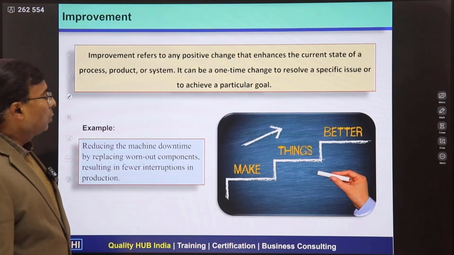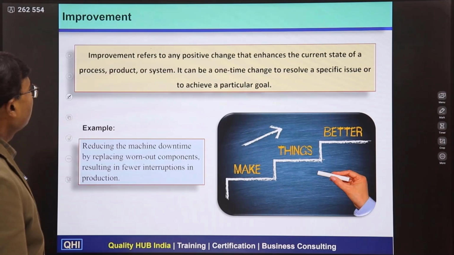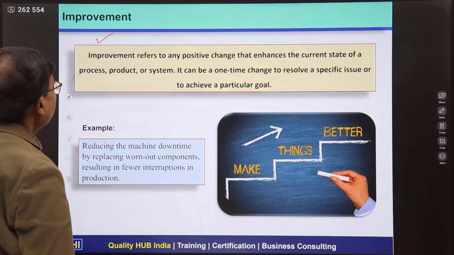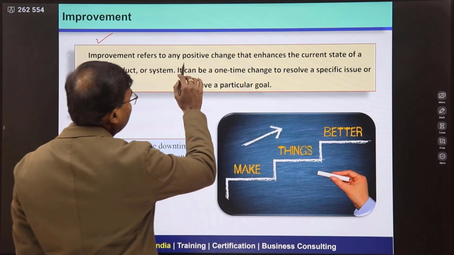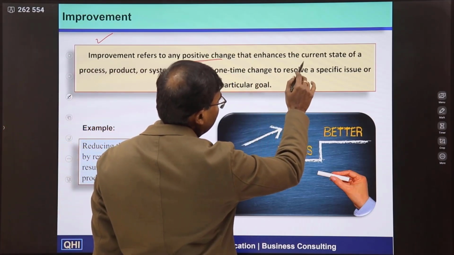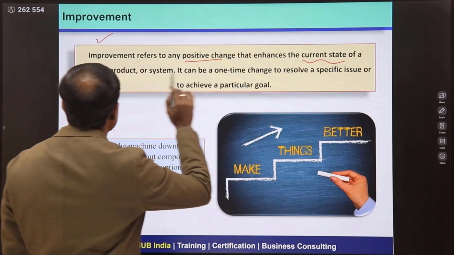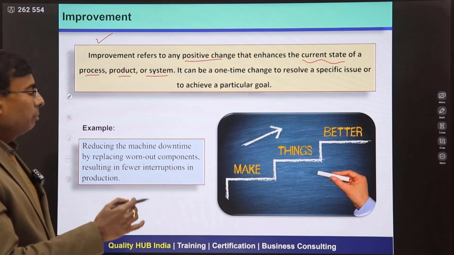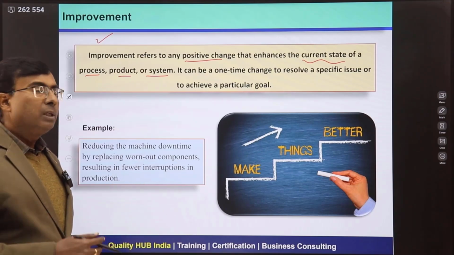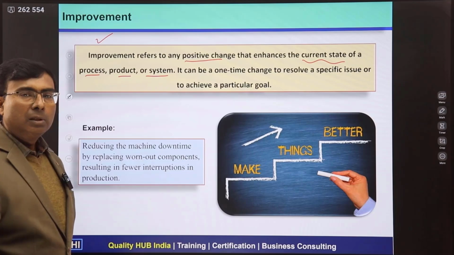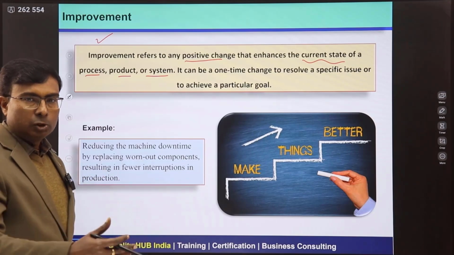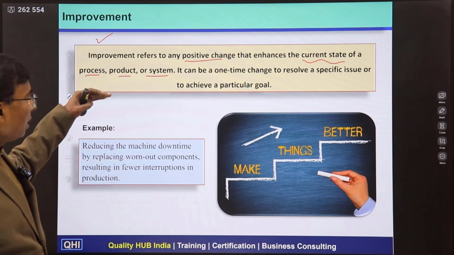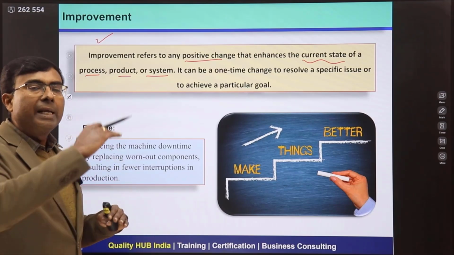So first of all, let's explore what exactly is improvement. The definition of improvement could be: it refers to any positive change that enhances the current state of a process, product or system. Suppose there is a manufacturing process. Suppose you are doing a forging operation or casting operation, or doing assembly. So you change the level from the current state to the next level.